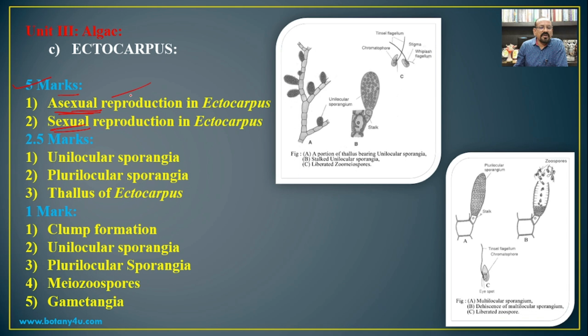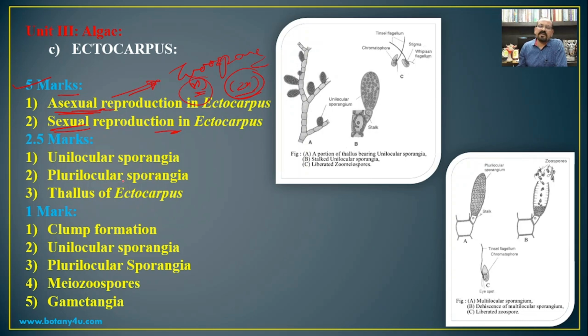Asexual reproduction here is by means of the formation of zoospores, and it is on the diploid plant. Means here in Ectocarpus there are two different plants, morphologically similar but genetically different: the sporophytic plant, that is the diploid plant, and the gametophytic plant, that is the haploid plant. So asexual reproduction is carried out on a diploid plant, and sexual reproduction is carried out on a haploid plant or the gametophytic plant.